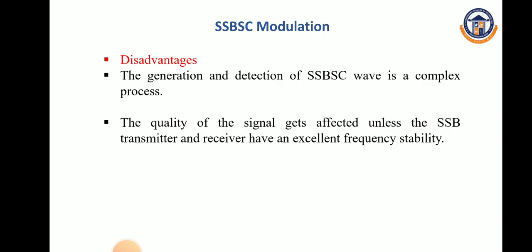The generation and detection of SSB-SC is a very complex process, because when you generate a single sideband and detect a single sideband, sometimes the output filter will not work properly. That's why the detection will be very complex, and the quality of the signal gets affected unless the SSB-SC transmitter and receiver have excellent frequency stability. If the stability deviates, you will not get quality in the output signal.